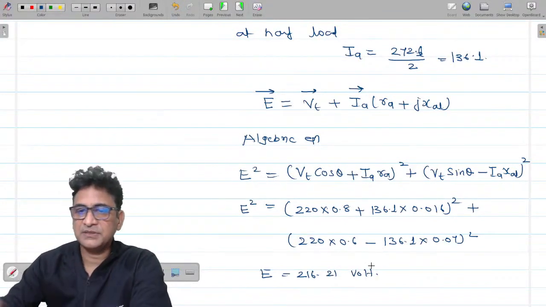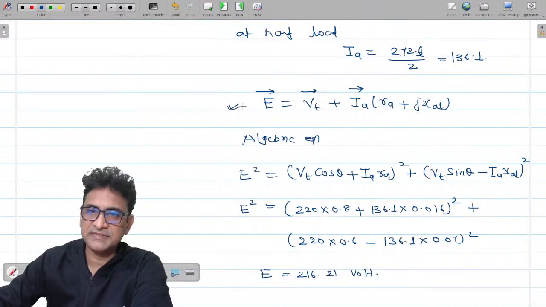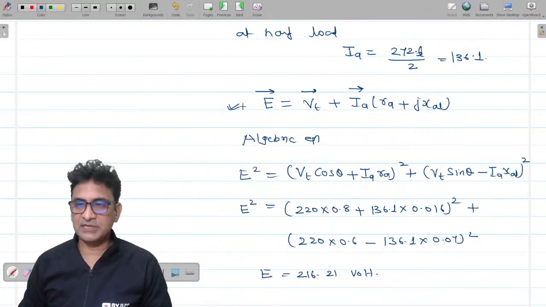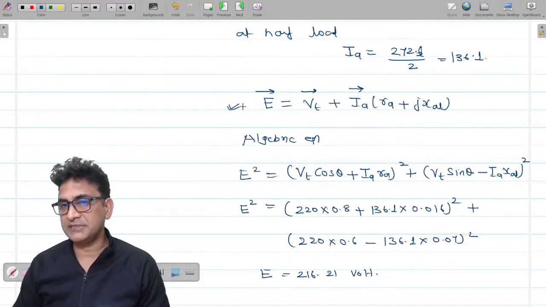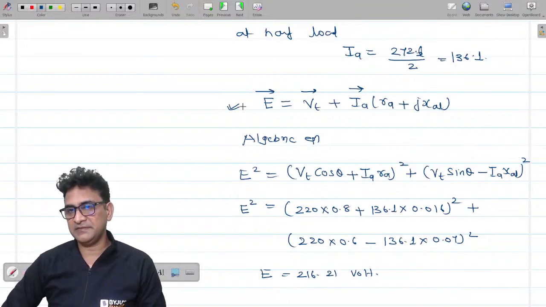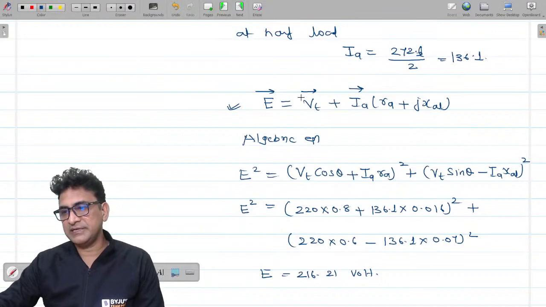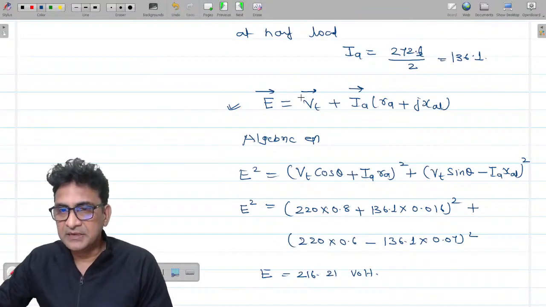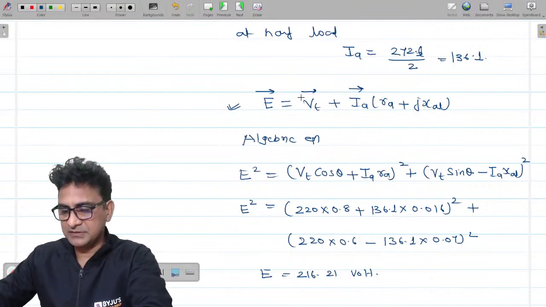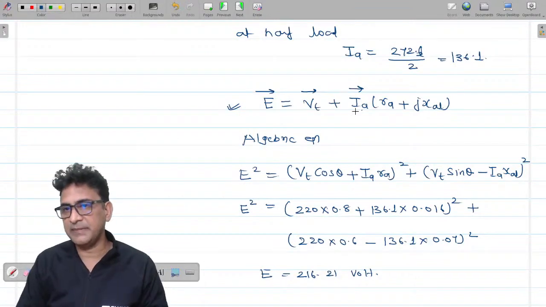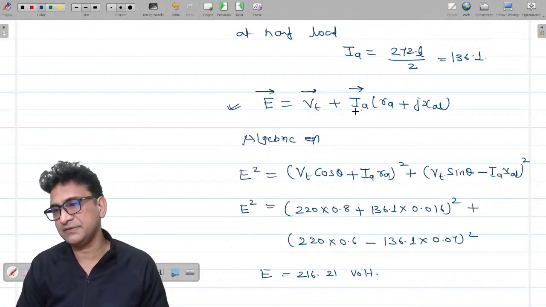Is it clear? No doubt. You can also solve by using this equation. But keep in mind that when you deal with the phasor equation, the possibility of making mistakes is higher as compared to the algebraic equation. When you deal with the phasor equation, always take one quantity as a reference quantity. Take Vt as a reference quantity. Then for other phasor quantities like Ia, you have to take the magnitude as well as the phase angle of this quantity.